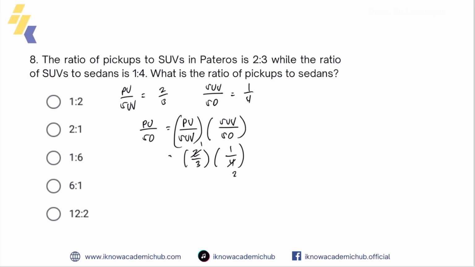Cancel 2 becomes 1. 4 divided by 2 is 2. So 1 times 1 is 1 over 3 times 2 is 6. Ayan, cancel muna dito yung SUV. So we are left with pickups over sedans, and that's 1/6, or 1:6. This is the correct answer.